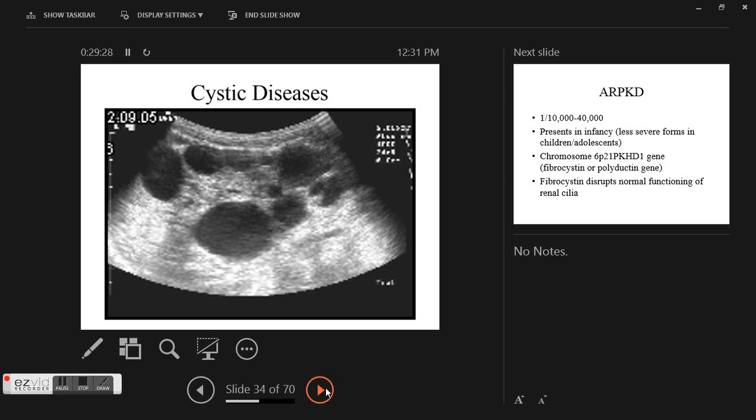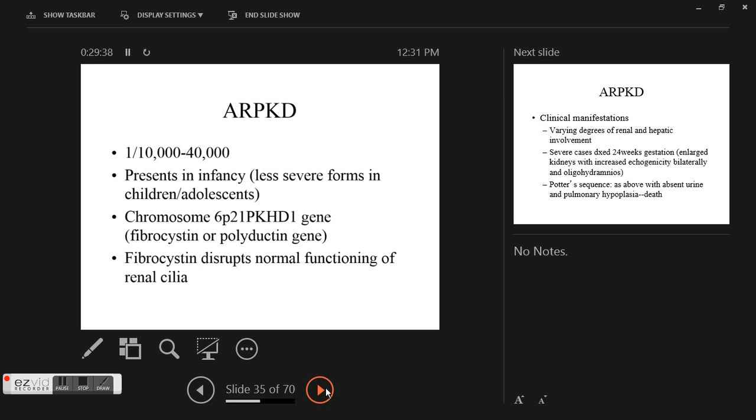Let's talk about polycystic kidney disease first. Autosomal recessive polycystic kidney disease. They like this one, and the reason they like this one is because it's tried and true. It presents in infancy. Now there are some cases that we will see later in life, in the adolescent years, that are more mild. So it is possible, but historically you will see this in infancy. You don't need to know the gene, but that's more if you want to know. What it is, is a defect in fibrocystin, and that defect disrupts normal ciliary functioning in the kidneys.